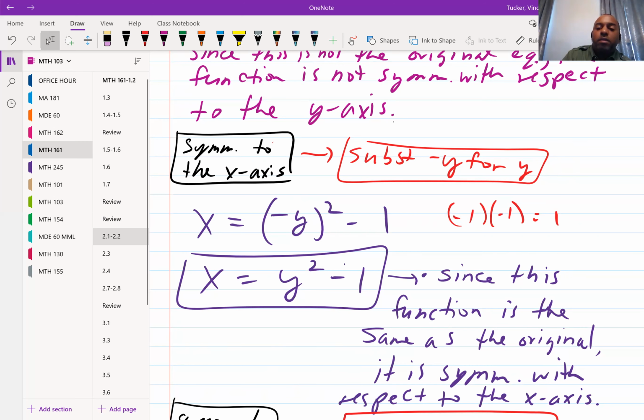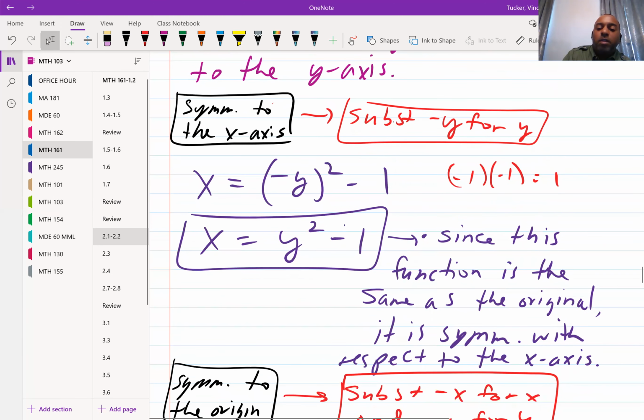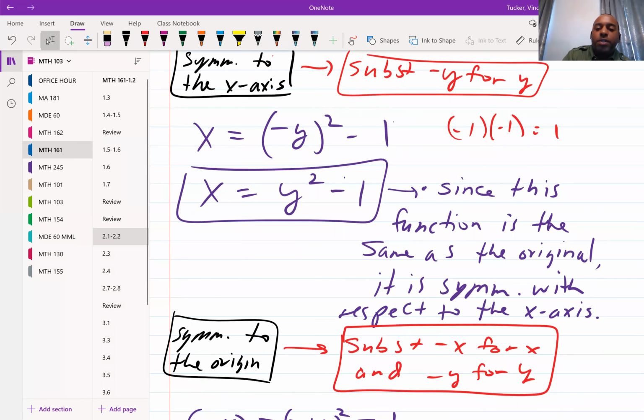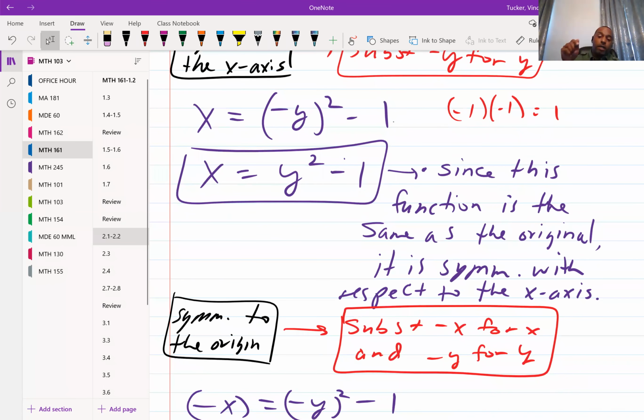All right. Got it. For the last one, symmetric with respect to the origin. So this time we're plugging in negative x for x, negative y for y, and see if we get the original equation once we simplify it as much as possible.